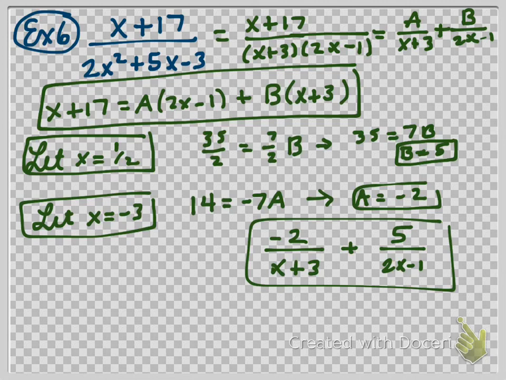So if y'all are working together and say Madison writes what we wrote and Brandy writes the other way around, so she writes A over 2x minus 1 and B over x plus 3, then their A's and B's are going to be backwards, but they're going to end up with the same final answer. Do you see what I'm saying? Okay. Excellent questions.